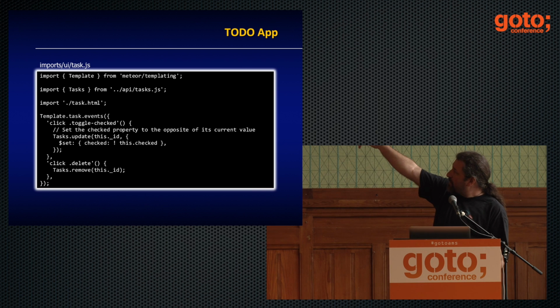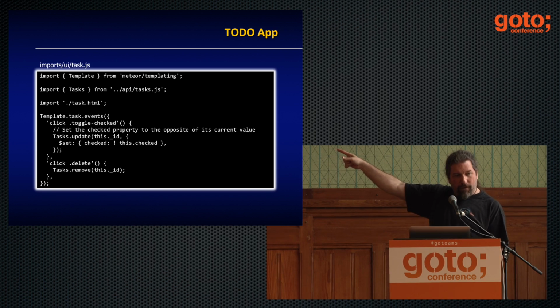And then inside of imports UI task.js, you can see, again, events. We're defining a click toggle checked so that now we can update whether this is checked, flipping it back and forth. And again, tasks.update, that is a MongoDB call. So this will go initially to the client-side mini-Mongo and then ultimately get updated in the server-side Mongo. But again, you as the developer, I don't care. It all just looks like one beautiful, happy, cloudish world. Okay?